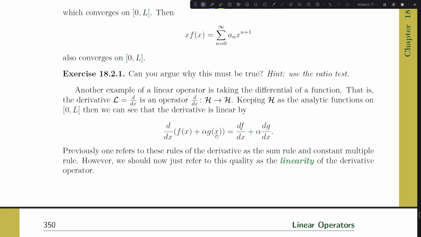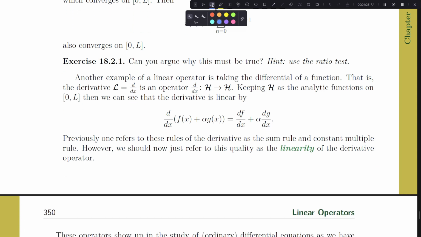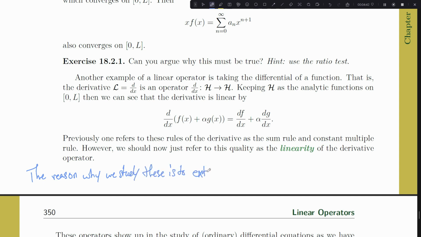So if we can get some sort of similar behavior, I'll add a line here that says the reason why we study these is to extract properties of linear algebra, and more importantly, matrices. Matrices are linear maps on finite dimensional spaces. We would like to extract those properties into differential equations.